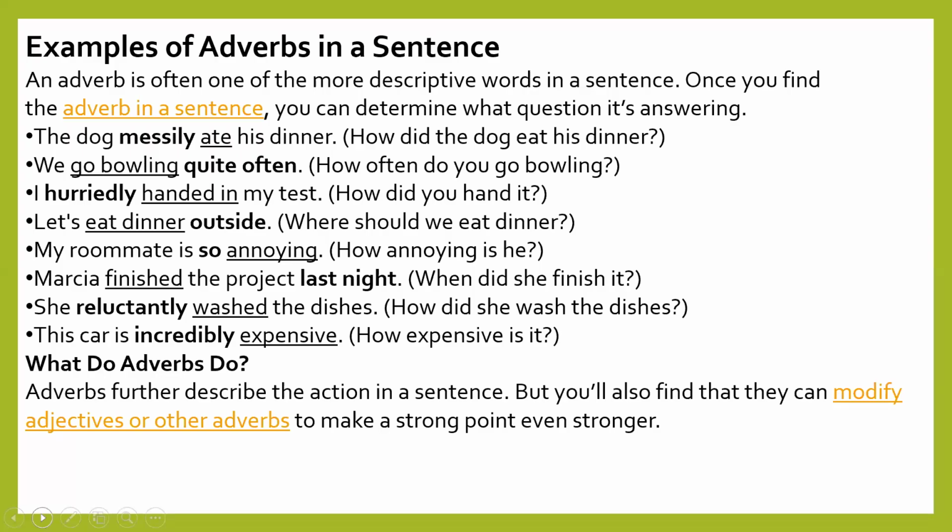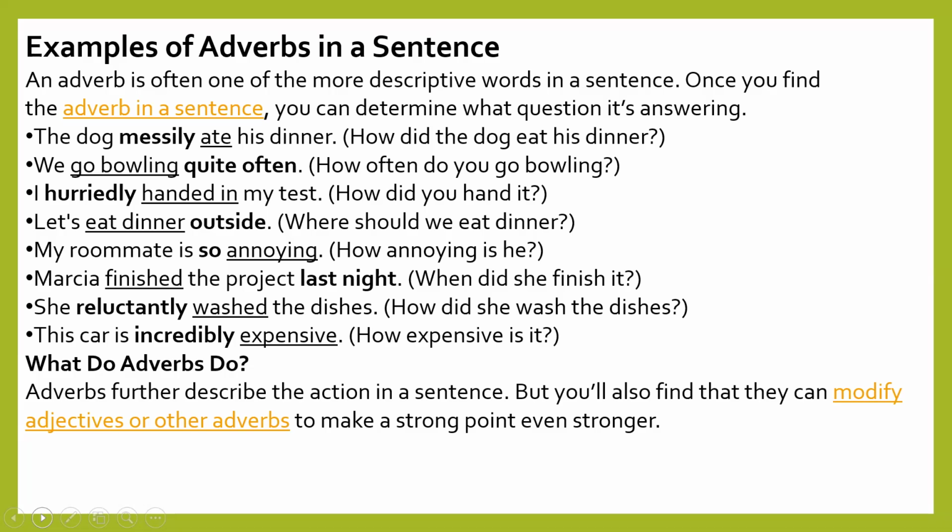Examples of adverbs in a sentence. Once you find the adverb in a sentence, you can determine what question it is answering. A few examples are given in the slide. The dog messily ate his dinner. Messily means untidily. Ate is a verb and messily is an adverb. We go bowling quite often. Quite often is an adverb.